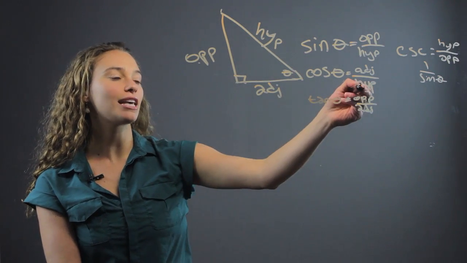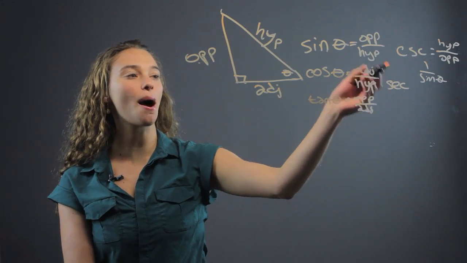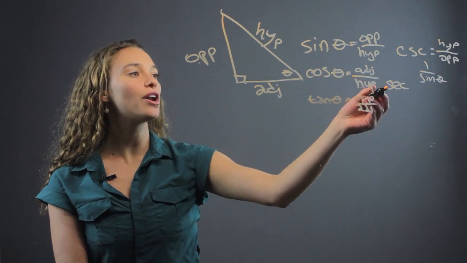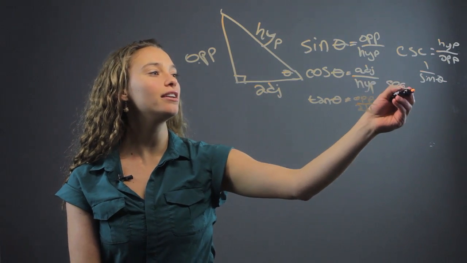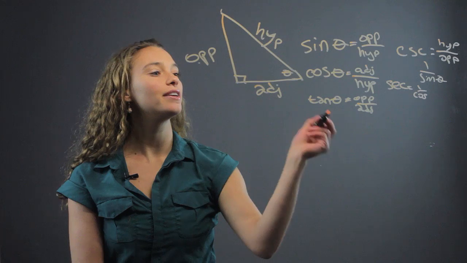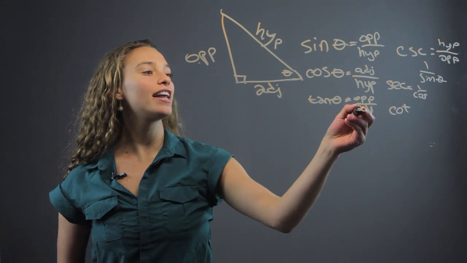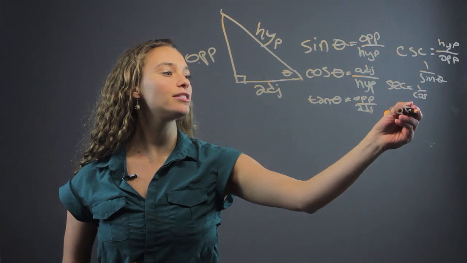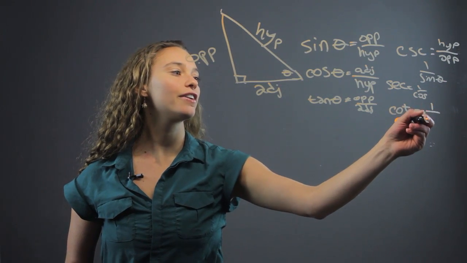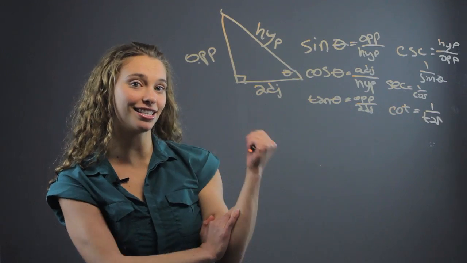Secant, which is the opposite of cosine, you can write as hypotenuse over adjacent. You can also write secant as 1 over cosine. That's another identity. Tangent, when you're turning that into cotangent, you can write adjacent over opposite, and you can also write 1 over tangent. So those are examples of some trigonometric identities.